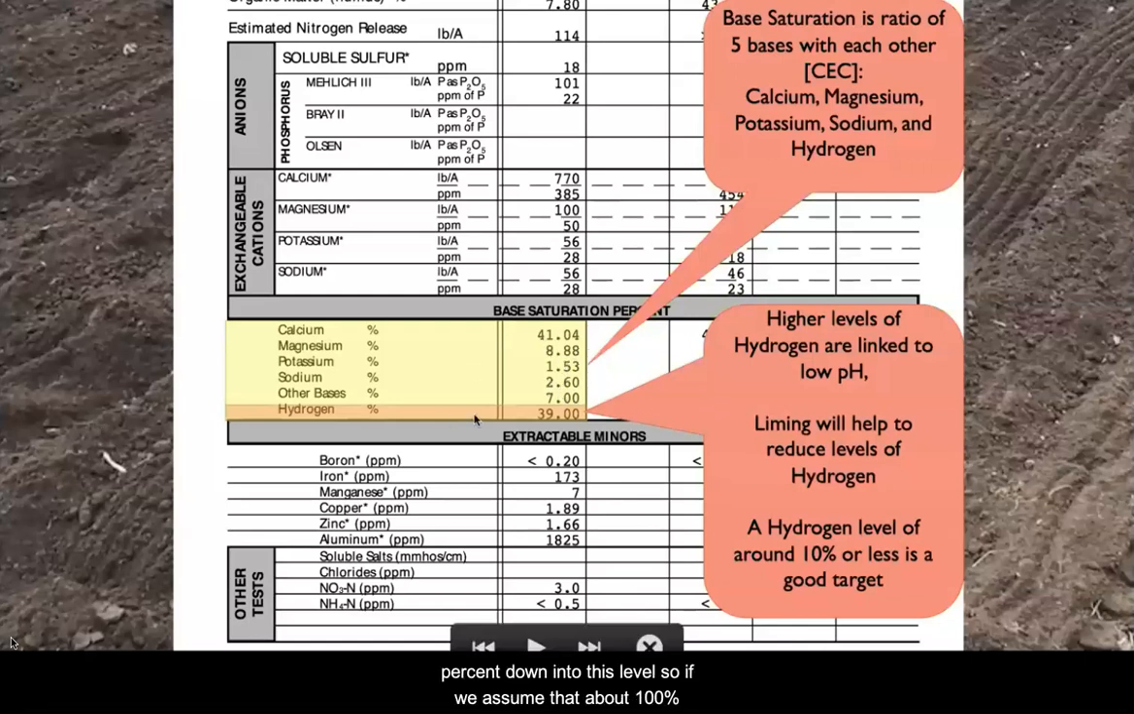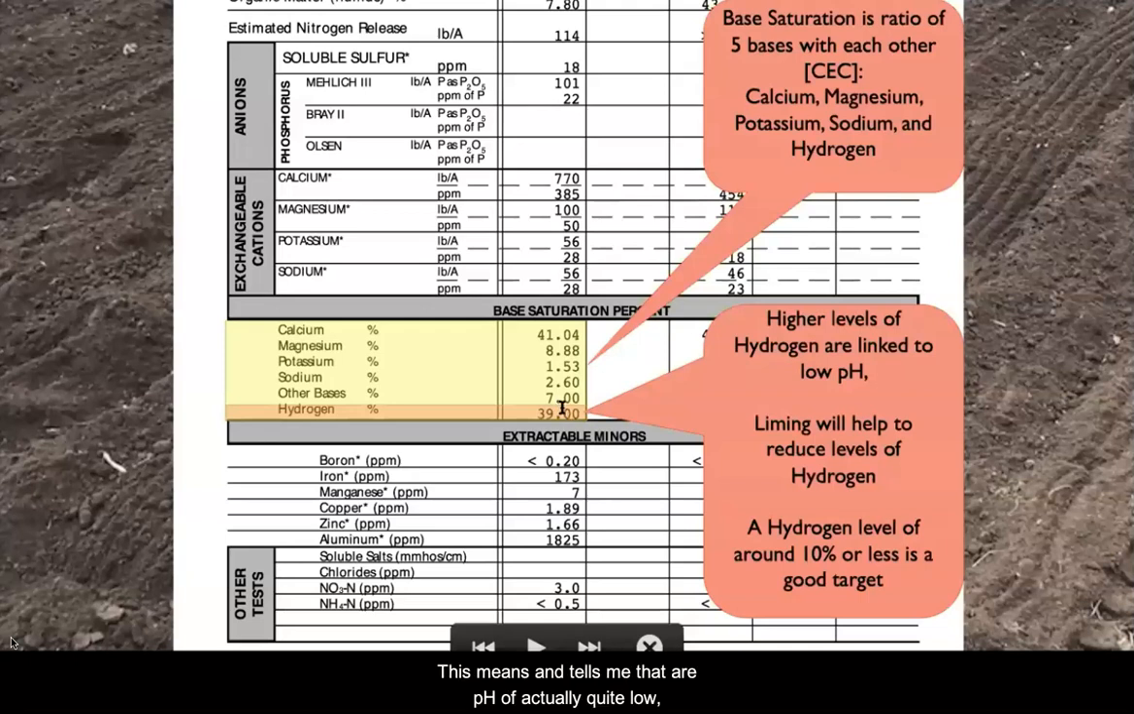So if we assume that about 100% is all these numbers added together, it's just breaking it down in percentages here. So about 41% of our cation exchange capacity is calcium, almost 9% is magnesium, about 1.5% is potassium, 2.6% is sodium, 7% is a mix of other types of bases or cations, and then hydrogen actually takes up 39%.